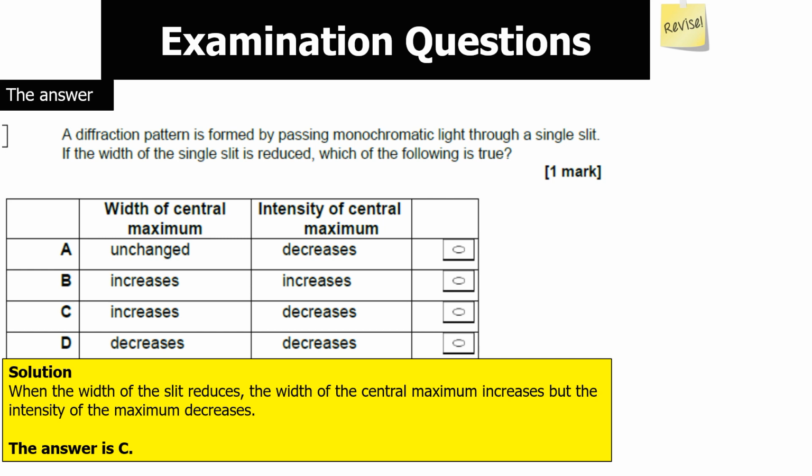a central maximum of a greater width, but the intensity of the maximum will decrease. The width will increase because if the width of the slit reduces, you get a bigger spreading out or diffraction effect, so that width will increase, but the same amount of light is going through, so if it's spread out over a bigger area, the intensity will go down. So our answer is C.